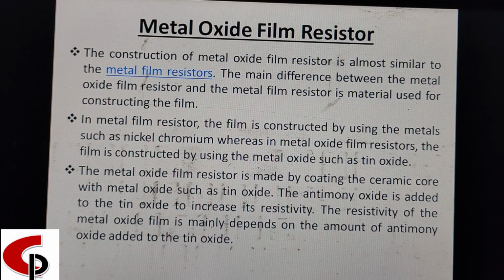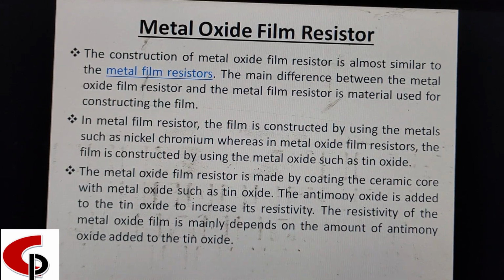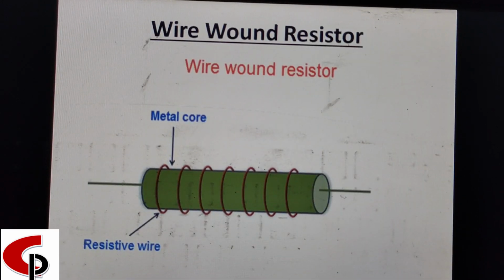The antimony oxide is added to the tin oxide to increase its resistivity. The resistivity of the metal oxide film resistor mainly depends on the amount of antimony oxide added to the tin oxide. Then we come to the wire wound resistor.